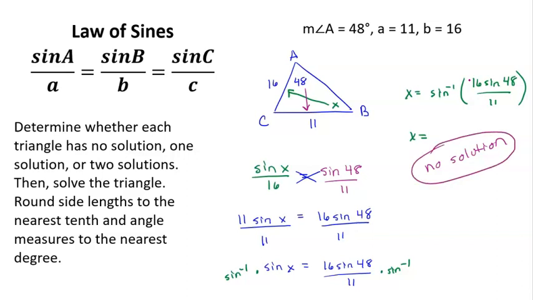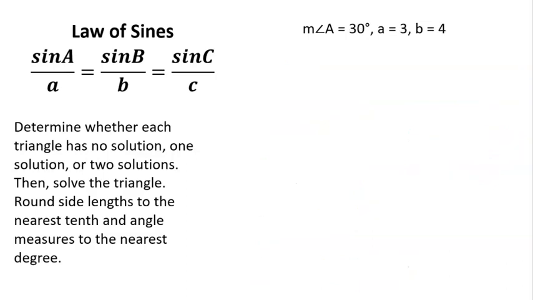Okay, all right, let's try one more of these. So let's build out our triangle. We're going to label it A, B, and C. Angle A is 30, and it's going to be across from 3, and then B is going to be across from 4, and then I'm going to put X here. All right, so we have X across from 4 and 30 across from 3.